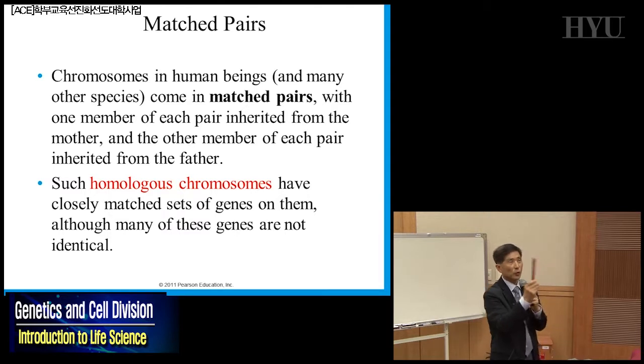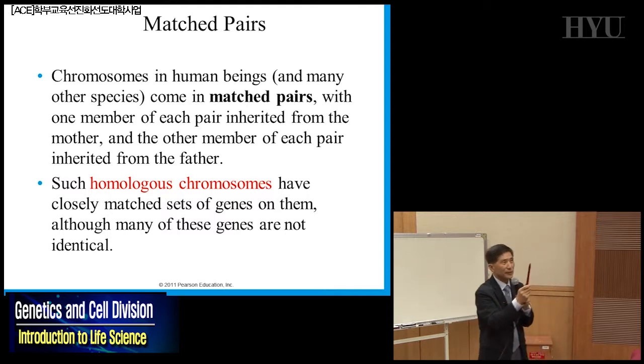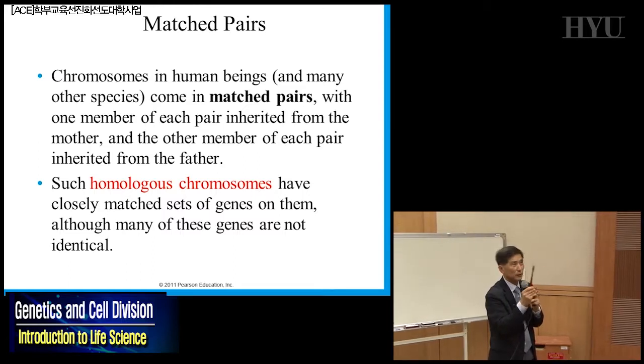So it says a paired chromosome. In other words, it's called homologous chromosome. In Korean, 상동 염색체. It's very similar, but not identical. Why? Your mother and your father don't have exact genetic information. They have different ones.